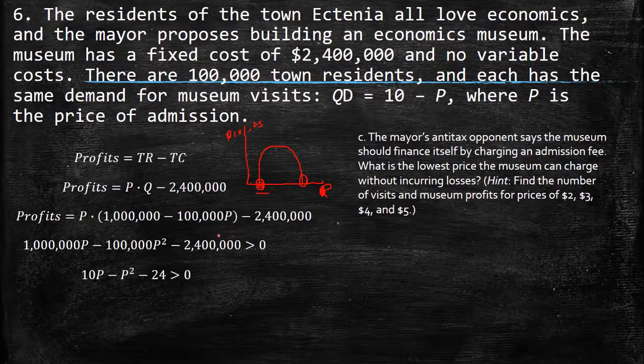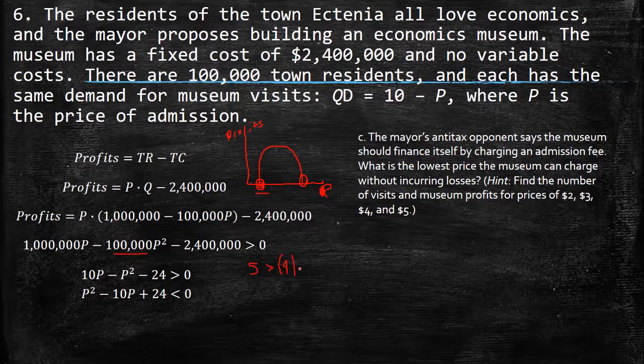So then you have here, just dividing everything by 100, 1,000. This one is going to be 10. This one is going to be 1, and this one is going to be 24. Okay. Then you have that making everything negative. Okay. You change this one, the inequality.